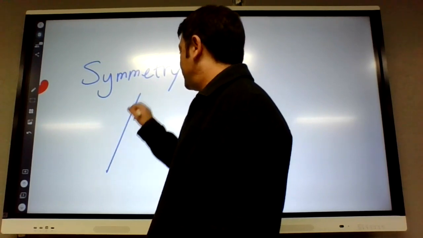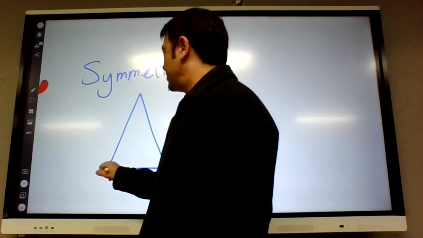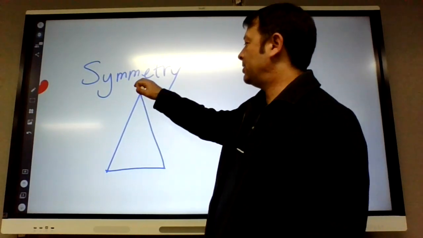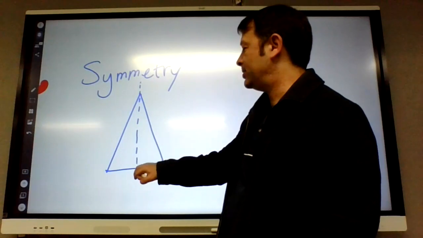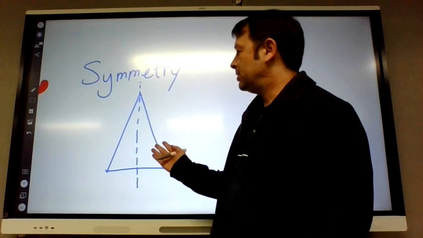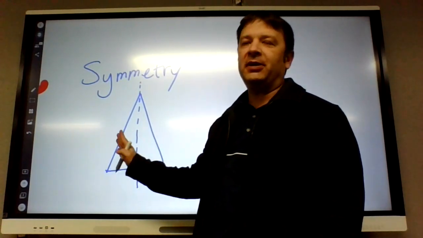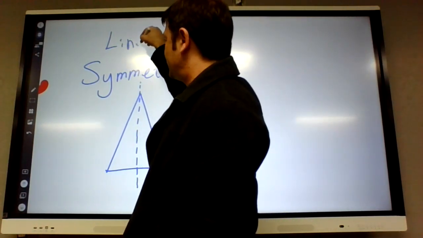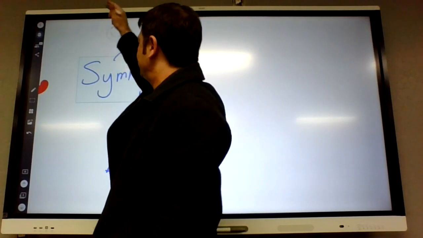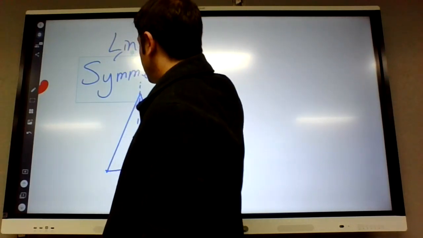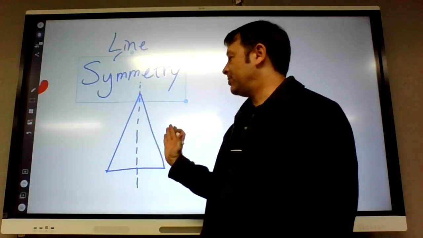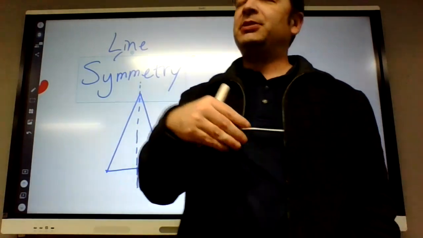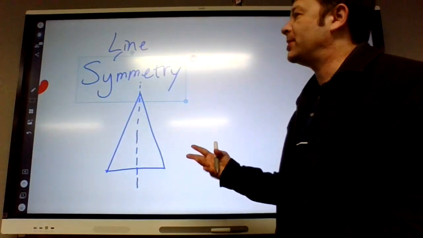So on a shape, like let's say I have an isosceles triangle, is this symmetrical? Yeah. If I draw a line right down the middle, you can fold it over that line. So in the geometry book, we call this line symmetry. Line symmetry: if there's a line that you can draw where you fold it over and it looks the same on both sides, that is line symmetry. Normally we just say it's symmetrical.